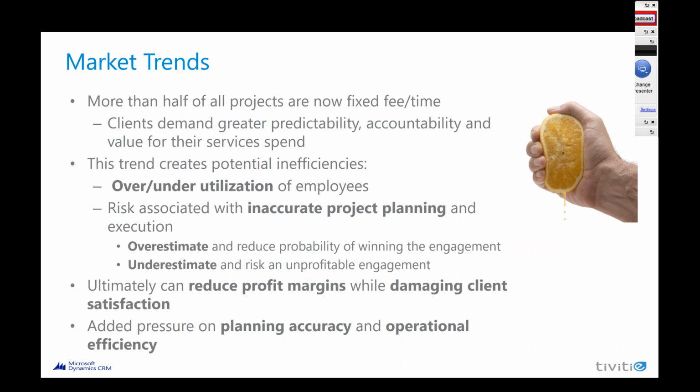Also, there are risks associated with inaccurate project planning and estimating based on capacities, meaning that we can overestimate and underestimate, and the consequences of those can actually impact whether or not we win business or we execute business on a profitable basis. Ultimately, we can reduce profit margins and damage client satisfaction if we don't get this part of it right. So planning accuracy and operational efficiency from a resource perspective is pretty important in order to be a high-performing and profitable organization.